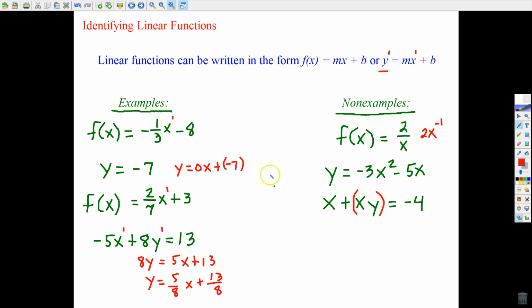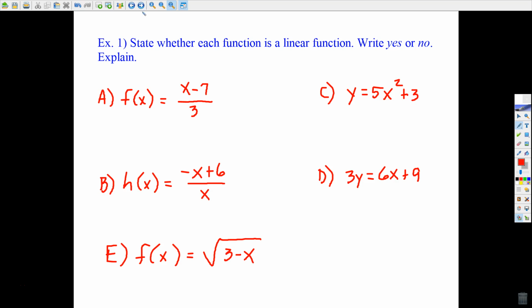Okay, so now that we've seen some examples of what it does look like and what it doesn't look like, on your practice you're going to be doing that. State whether each function is a linear function, write yes or no, and explain. So let's just run through these real quickly.